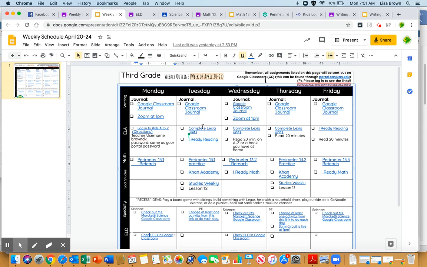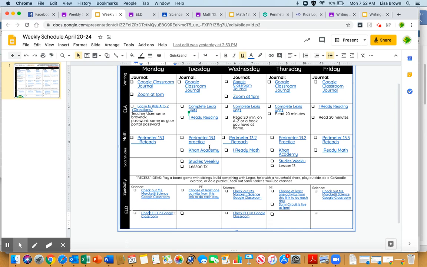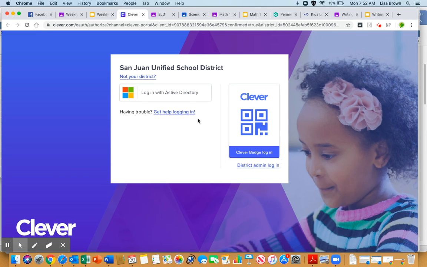Then they can go on, and Tuesday is going to be real similar. There's that link for the writing journal, working on some Lexia and iReady today instead of A to Z. Another Google slide for perimeter. They did the reteach page yesterday. Today's the practice page. And then they get to just do some free practice on Khan Academy. Then they can go to Studies Weekly. This is something the kids should remember how to work on. Studies Weekly is our social studies.